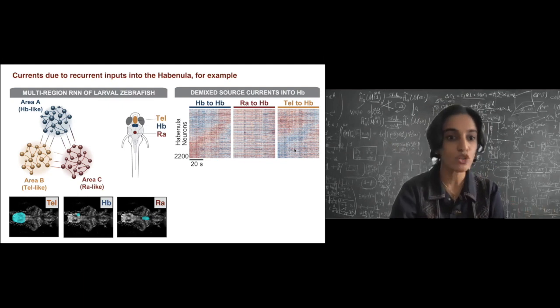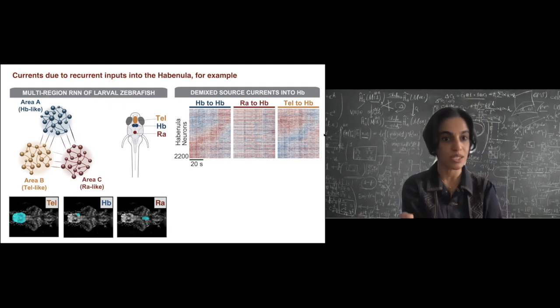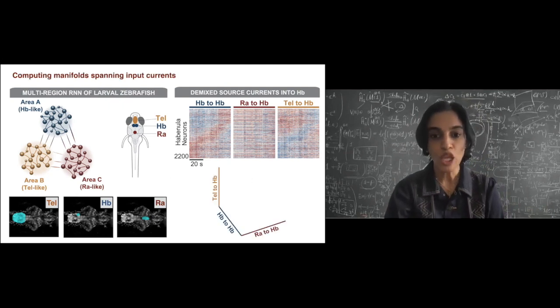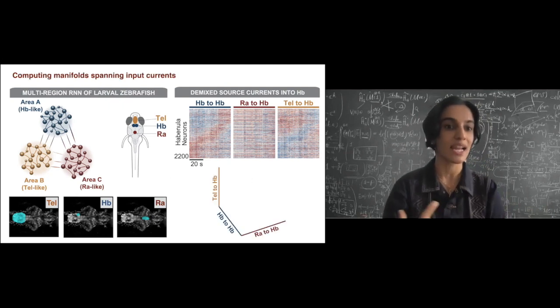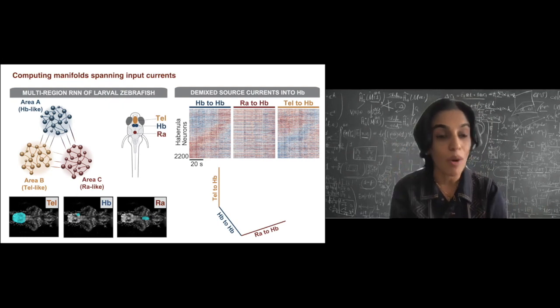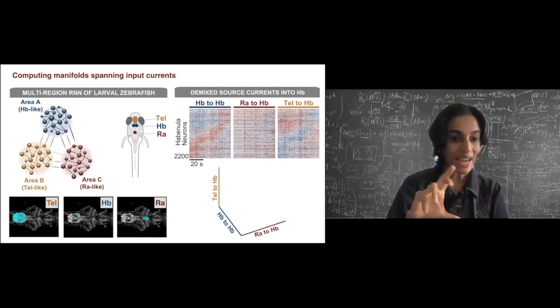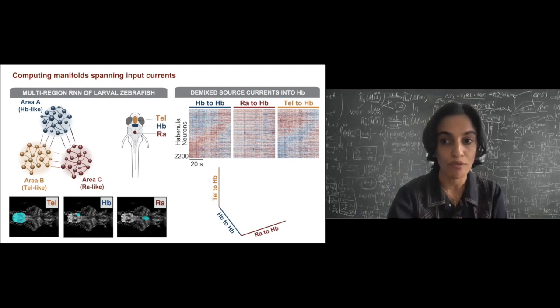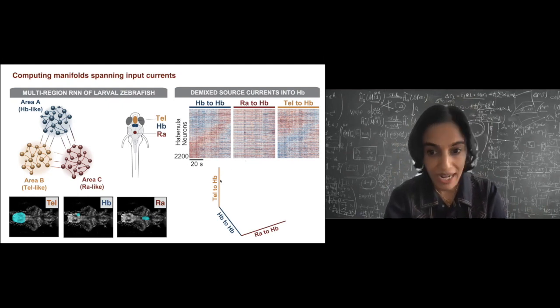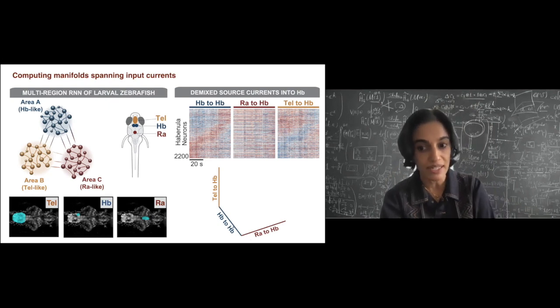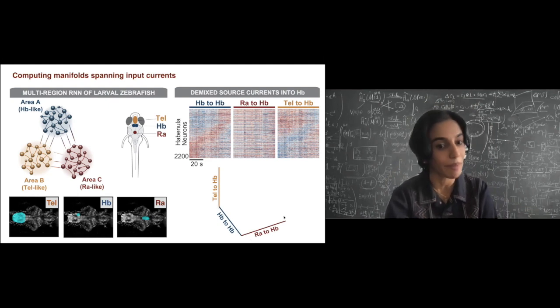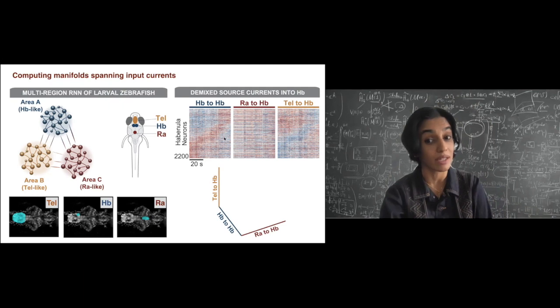But the matrix let us decompose them into these component currents, right? So I can do the exact exercise that I would have done through the outputs, except now I can do that in the current space. So I take the largest principal component from each of these three neuron by time matrices, and I've plotted them here. So the habenula to habenula axis in blue, raphe to habenula in red, telencephalon to habenula in yellow.